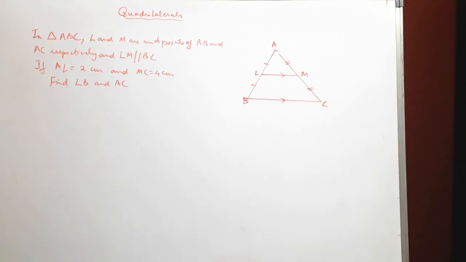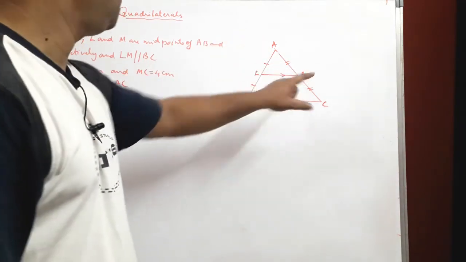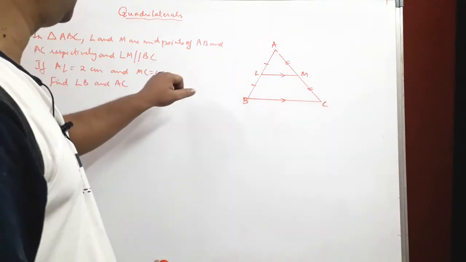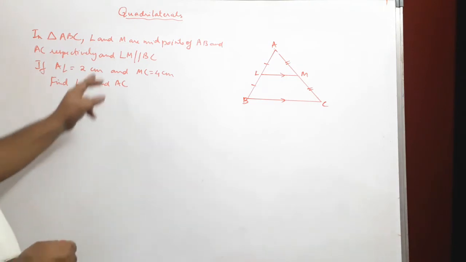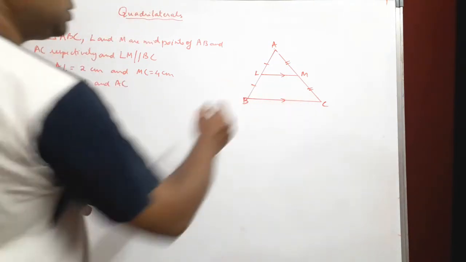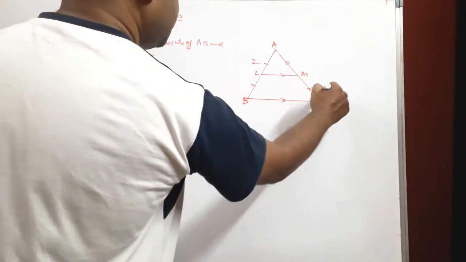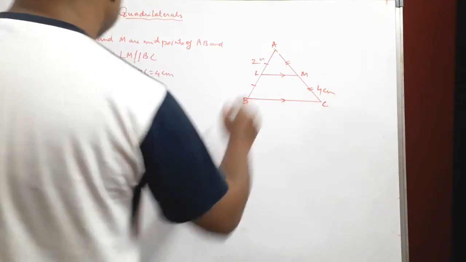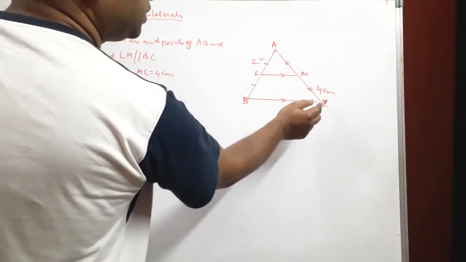We are given a problem in which it says in triangle ABC, L and M are midpoints of sides AB and AC respectively, and LM is parallel to BC. We are given AL equal to 2 centimeters and MC is equal to 4 centimeters. We are asked to find LB and AC.